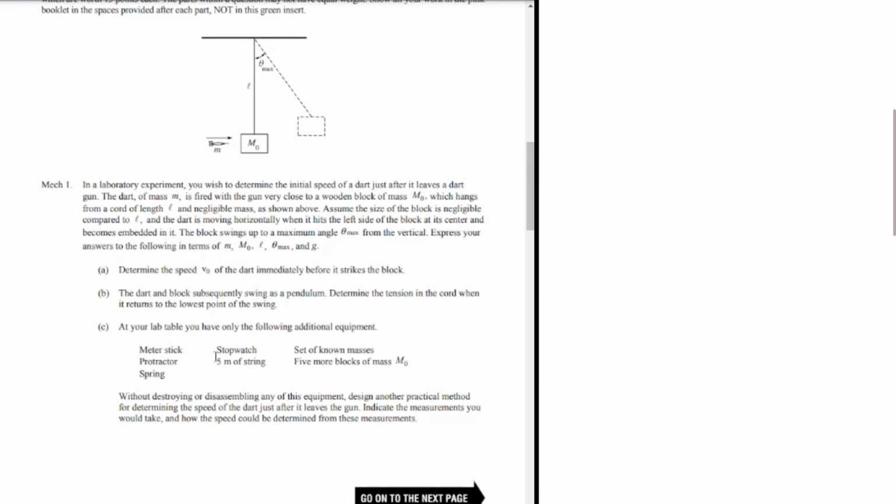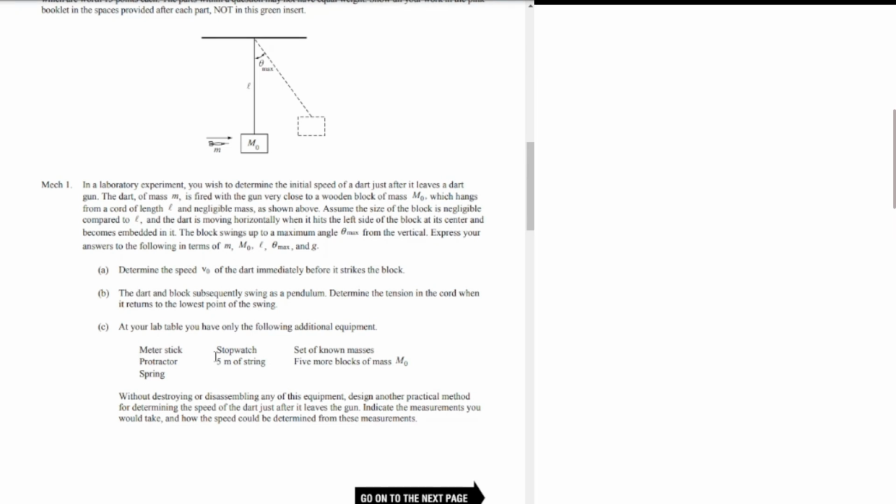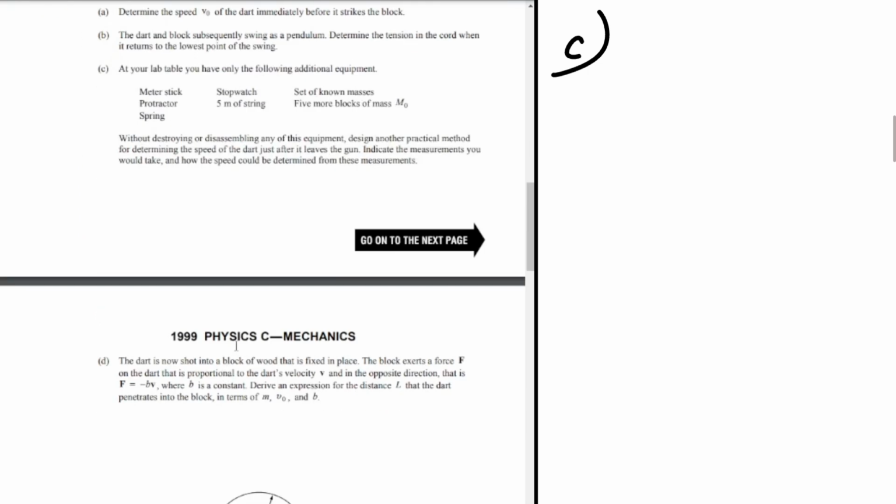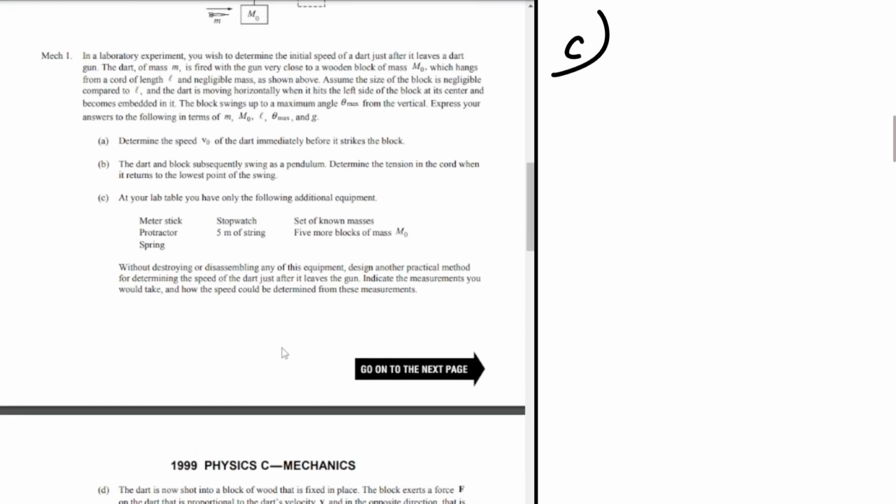So C. Let's see part C. I should zoom in here. At your lab table, you have only the following equipment. That's a lot of equipment. A meter stick, protractor, stopwatch, set of known masses. Oh, a spring, great. Without destroying or disassembling any of this equipment, design another practical method for determining the speed of the dart just after it leaves the gun. Indicate the measurements you would take and how the speed could be determined from these measurements.